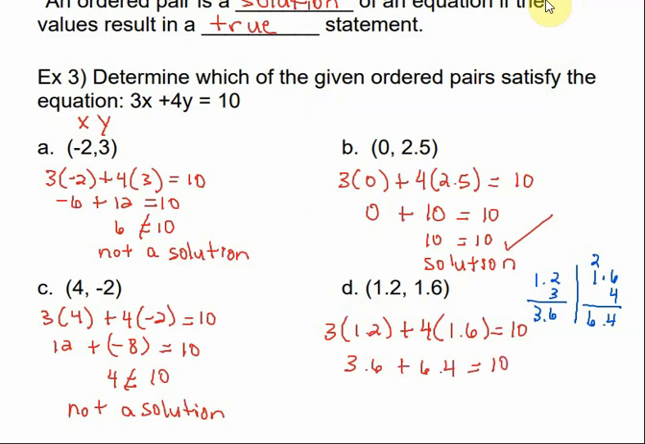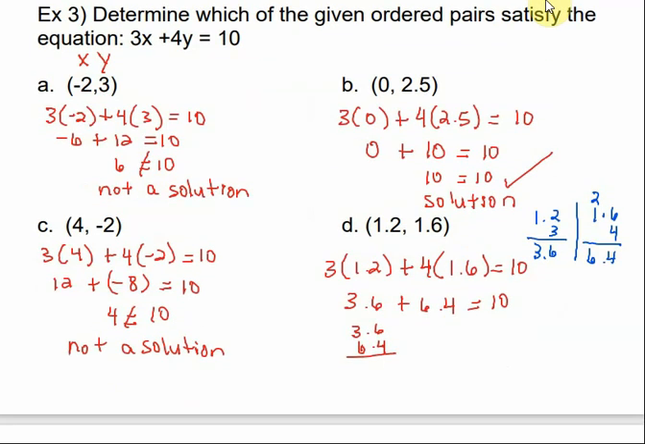All right, and then if we add these two together, 3.6 plus 6.4, move this down a little bit, that 6 plus 4 is 10, and then we get 6 plus 3 plus 1 would be 10. So 10.0 is the same as 10. So we get 10 equals 10. So this is a solution. So both of these were solutions to this equation because it came out to be true. The ones that were not true were not solutions to the equation.